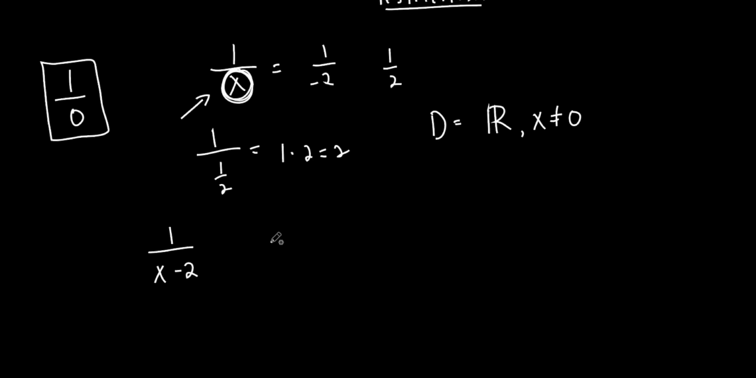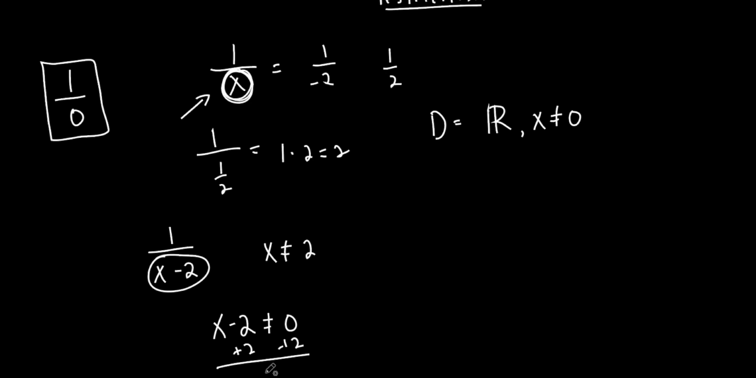But what is your domain? It's every single number except for what? 2. And how did you know it was 2? Because watch what we do. Everybody look up here, because sometimes it'll be a little bit more complicated than this. So what we're going to do, we're going to say that x minus 2, that whole denominator, cannot equal 0. So let's find out what x is. How would I solve for x? Add a 2 to both sides. So what can x not equal? x cannot equal 2.